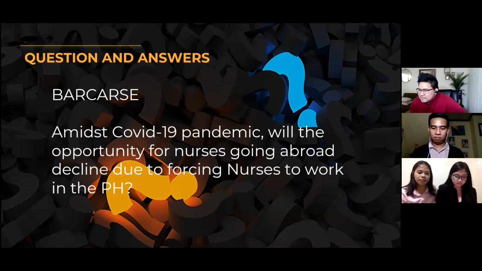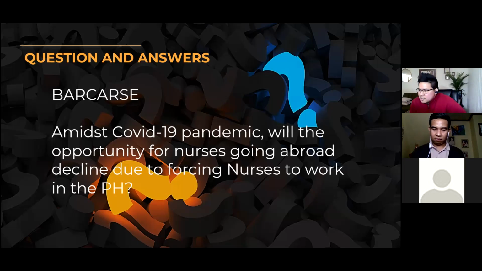Somehow some of the employers are disappointed with how the government handles this, particularly forcing the nurses to work in the Philippines, which was two months ago, I believe, or one month ago.